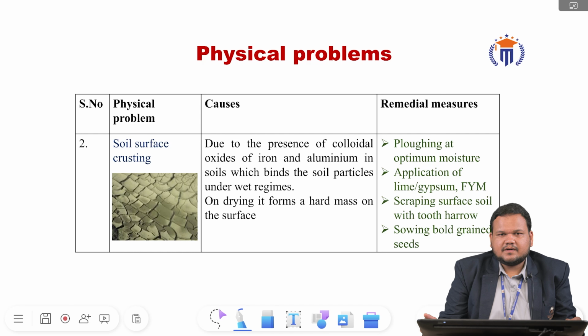Okay, and the remedial measures for soil surface crusting are plowing at the optimum moisture and also application of soil conditioners. You can also scrape the crust that is formed on the surface of the soil.